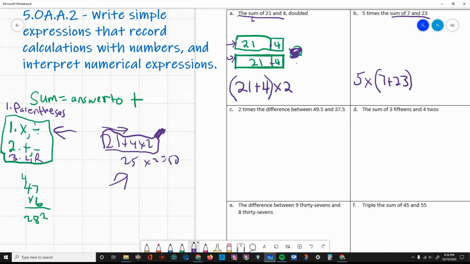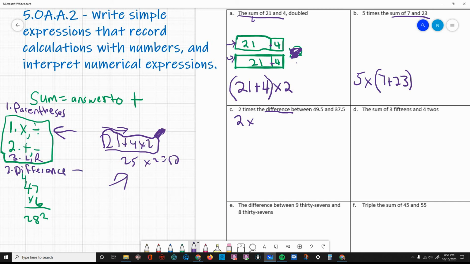All right, let's go straight to C. 2 times the difference between 49.5 and 37.5. All right, let's just do it. 2 times the difference. All right, well, what is difference? Can't hear you out there. What is difference? Yes. Difference would be subtract, take away.